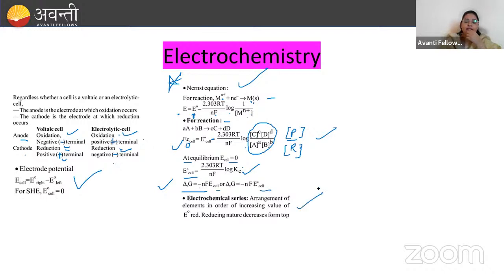Next, electrochemical series, you must have heard about this term. That is what? Arrangement of elements in order of increasing value of their E naught reduction. Okay, reducing nature decreases from top to bottom. So this is known as an electrochemical series. Very important question can be asked on this.